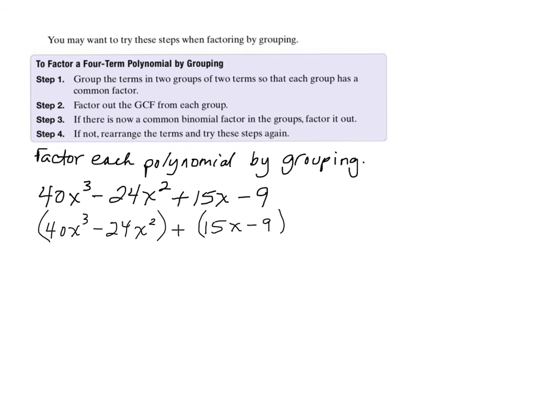So in the first binomial, we can factor out an 8. I think that's the biggest, 8, and then x squared. And it leaves us 5x minus 3. Now, over on the other one, we can factor out a 3, and we'll be left with 5x minus 3. Hey, yay, it worked out the first time. Notice they both have a 5x minus 3. That's what we wanted.